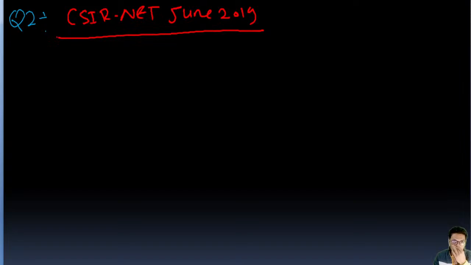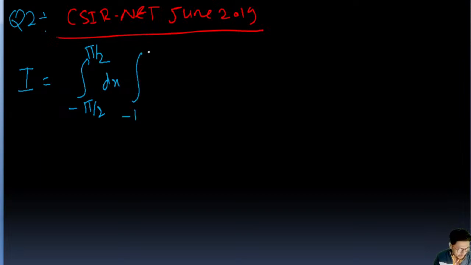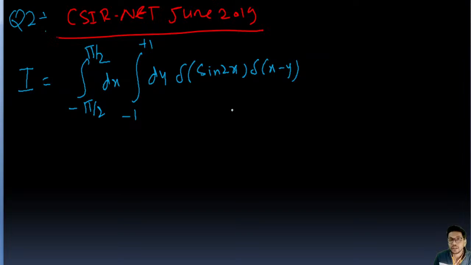This is also related to the delta function, and using property number 18, which I have already explained, right? We'll solve it. So the question is, I'll write the question: you need to find I equal to the integral from minus pi by 2 to plus pi by 2 dx, into the integral from minus 1 to plus 1 dy, delta sine 2x into delta x minus y, okay, and this you need to find out.